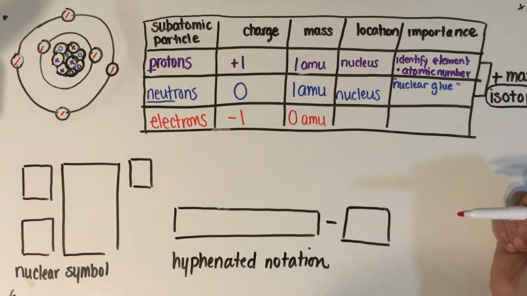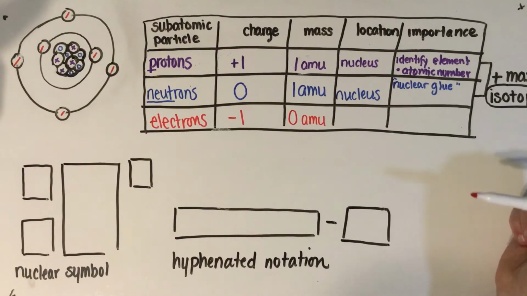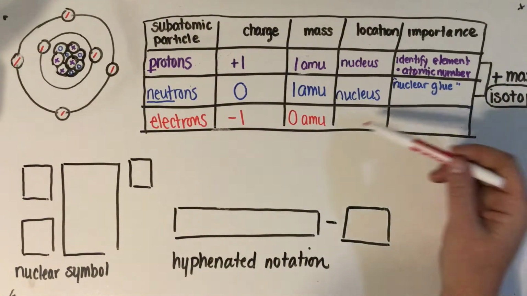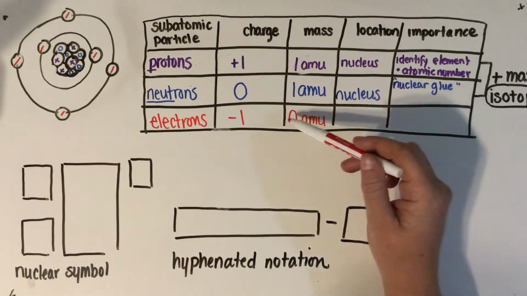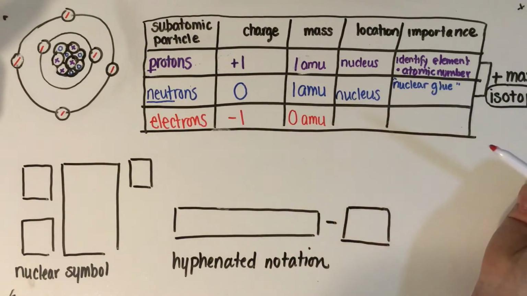It's so small we can kind of ignore it, which is why we do not include the number of electrons when we calculate our mass number. Because their mass number is technically 0, when we add it up, we don't include the electrons.